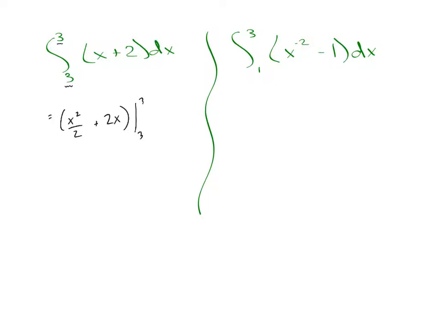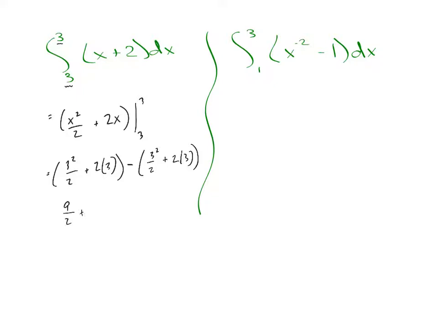Weird that it's the same number, but again, we'll see what happens. So we plug in our top bound, 3 squared over 2, or maybe you already see what happens. Plus 2 times 3, minus, well, this is going to be the exact same, 3 squared over 2 plus 2 times 3. Oh, that's a little bit weird.